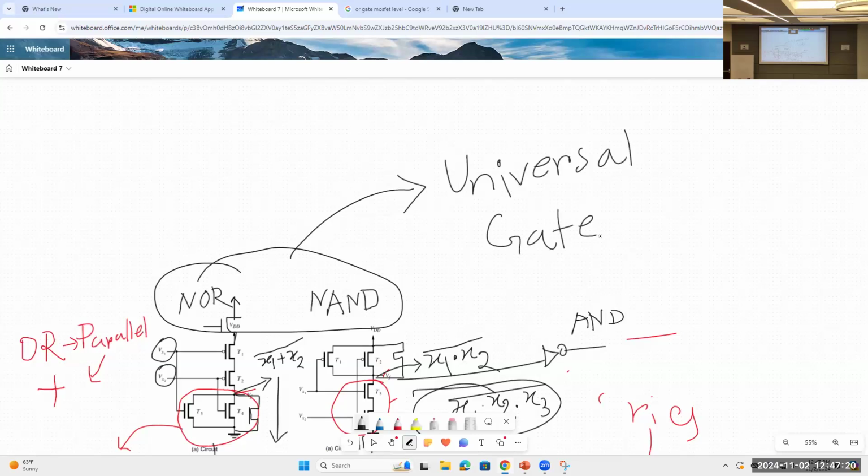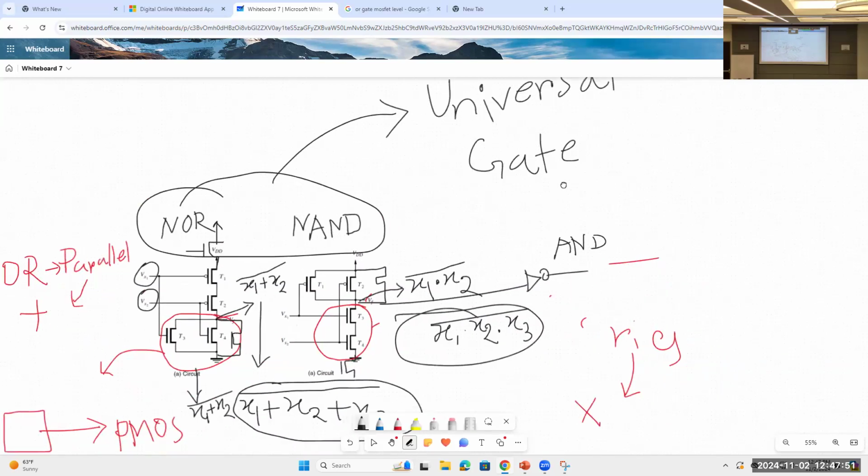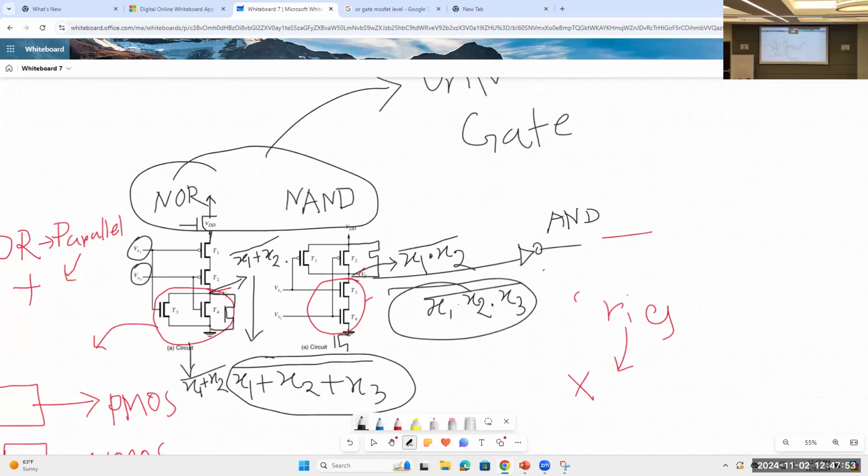But you can argue, why are AND and OR not universal? Because AND and OR can be made from NAND or NOR. So the building block will be NOR or NAND, right? Using NAND and NOR you can make any gate, AND, OR, whatever. So that's why they are called universal gates. And right now you can make any function, right?